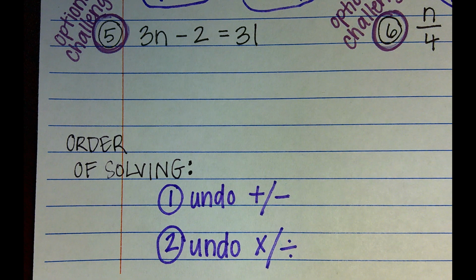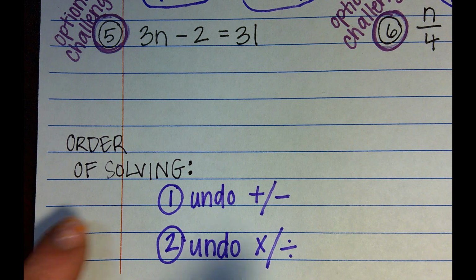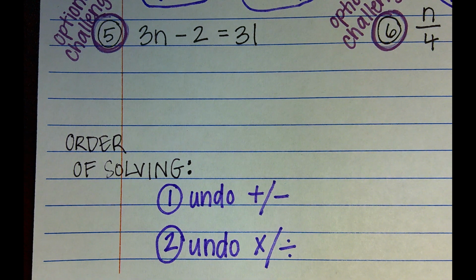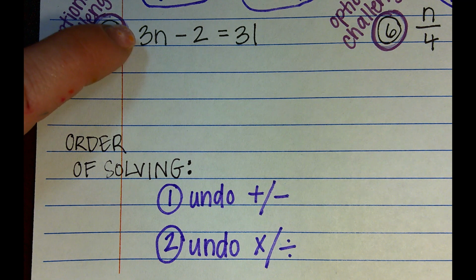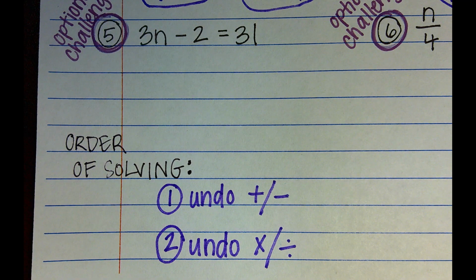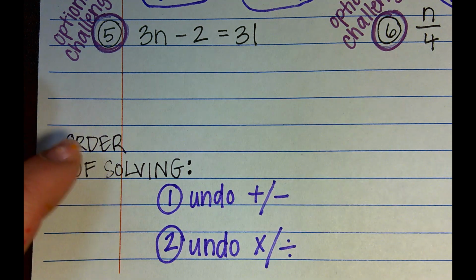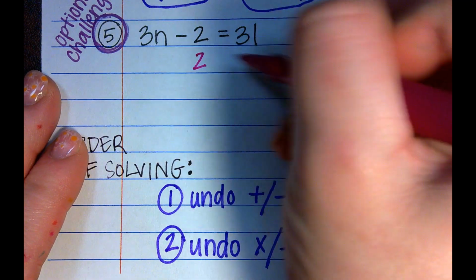If you do it in a different order, you're going to get a funky answer, and I can show you why here in a little bit. But here's our order. So if I'm going to do addition and subtraction first, then looking at number 5, I have 3 times n minus 2 equals 31. Am I going to get rid of the times 3 or the minus 2 first? Minus 2. So, what would I do to get rid of minus 2? You put a 2 under the 2 and a 2 under the 31.